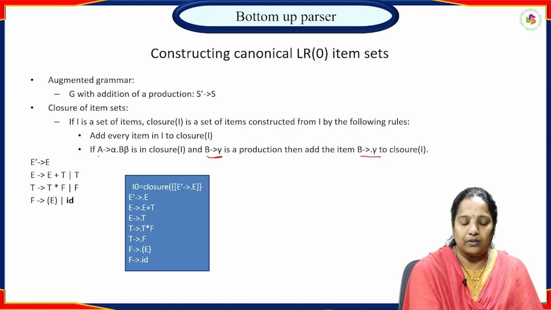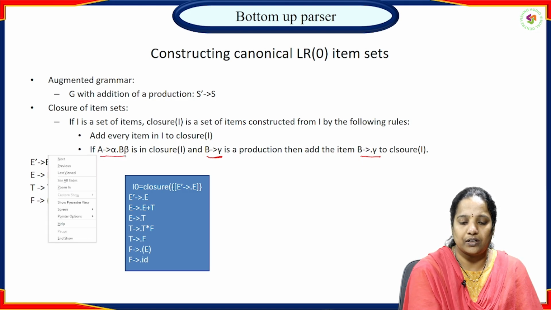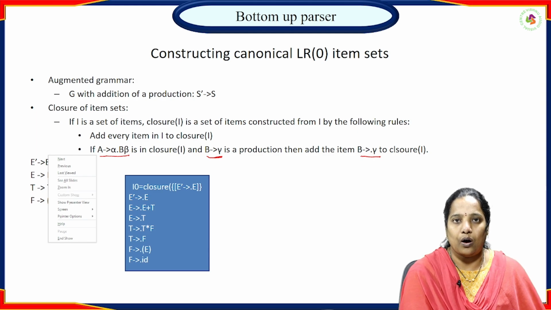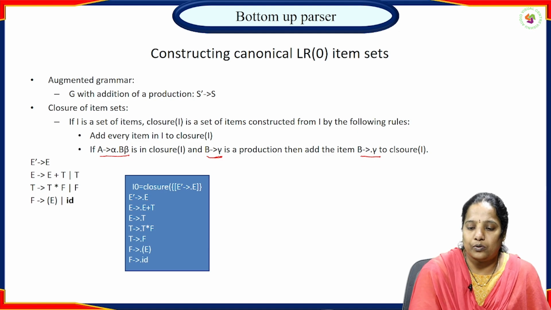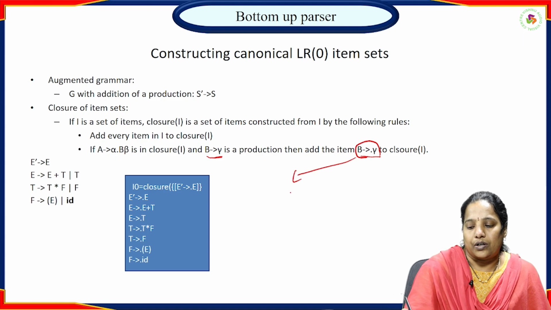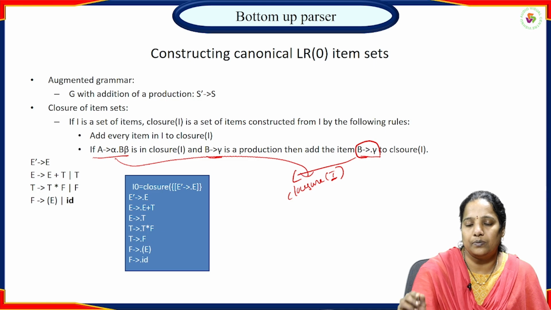In the current item, for example, we have the production A tends to alpha dot B beta. Here dot is followed by B. Then what do we have to do? We may have some production related to B, for example, B tends to gamma. Then we need to add the dot to the right-hand side of the given production. This particular production will get added to the closure of the given item. If we have an item like this, due to this we need to add this production.